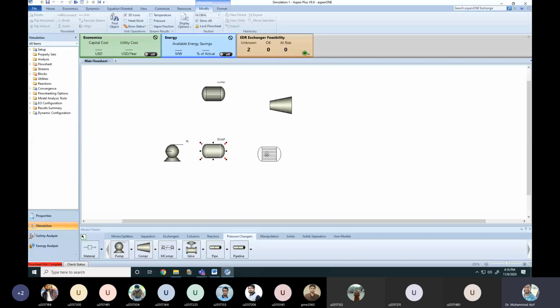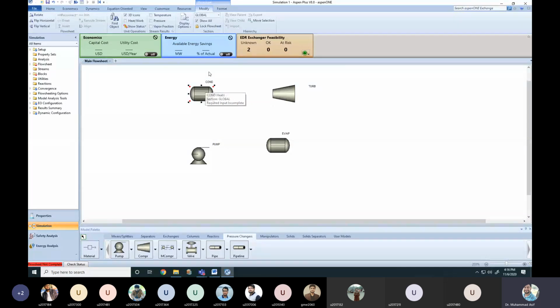Right, now we can rearrange the components. I mean, let's say the pump will send the refrigerant to the evaporator. Then the evaporator will produce superheated vapor and it will go to the turbine. So after the turbine, it will go to the condenser and then from the condenser again to the pump. Now we can connect the components. For example, from the pump, you have to read that this is cold in. Can you see on the screen? This is cold in. So from the pump, the cold in will enter into the condenser.